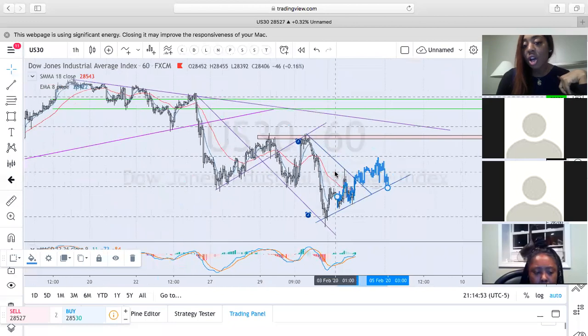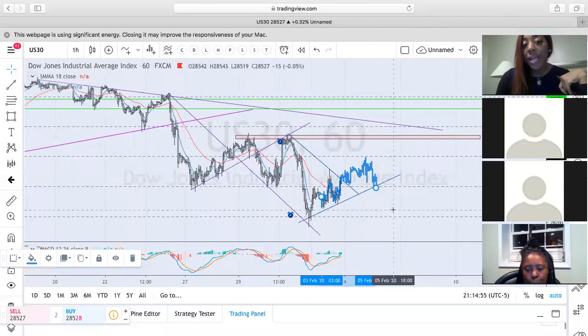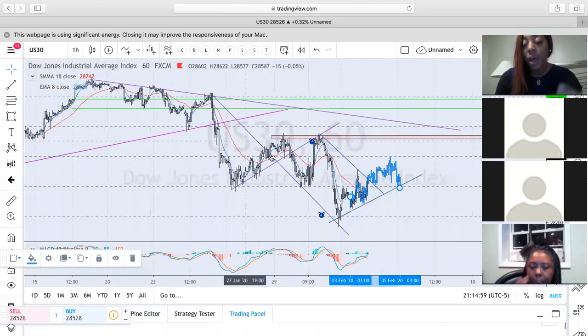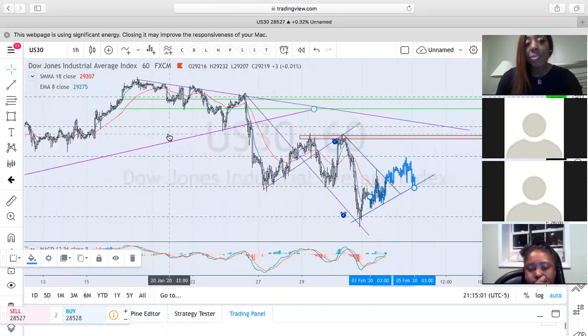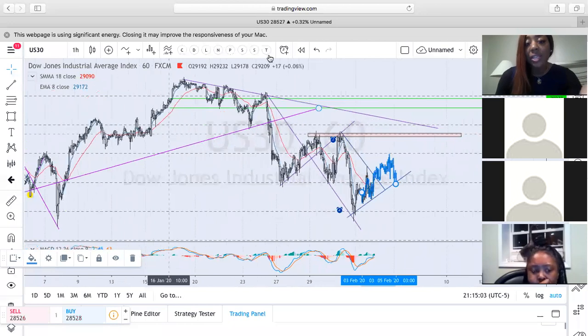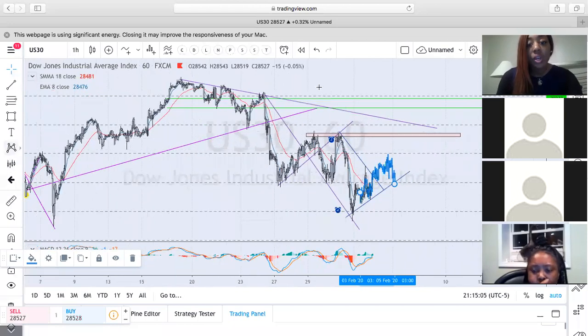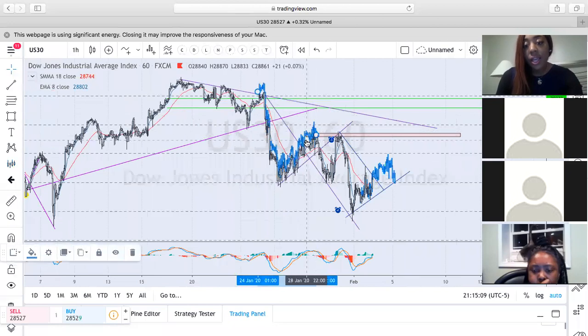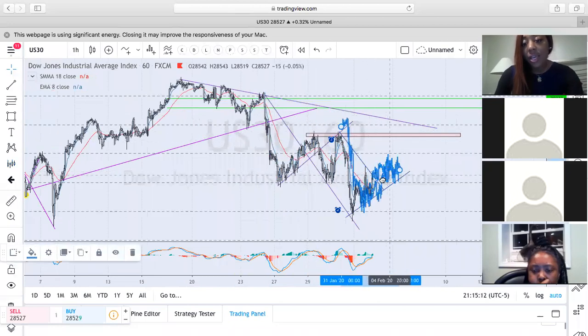So where price is and where structure is, honestly, even if you look at price where it is right now, this entire same move here to here is the exact same thing here to here. Oh, wow.